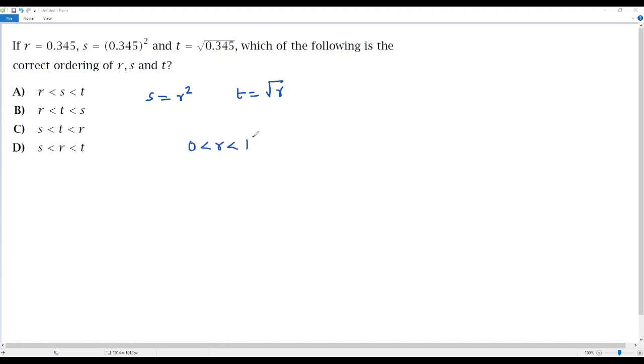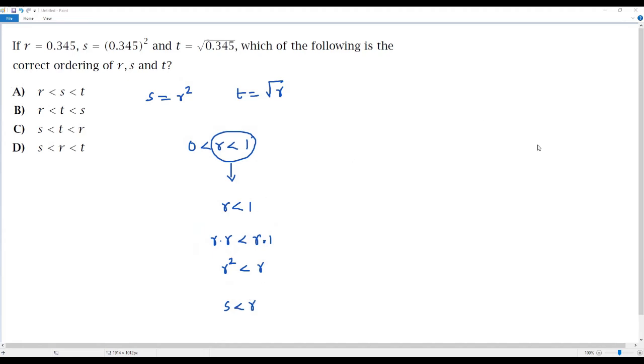In this inequality, let's consider this particular part. That is r less than 1. Now, I am going to multiply both sides of this inequality by r. Then we have r times r less than r times 1. r times r is r squared, less than r times 1, which is just r. We know that s equals r squared, so we can plug in s for r squared over here. Then we get s less than r.